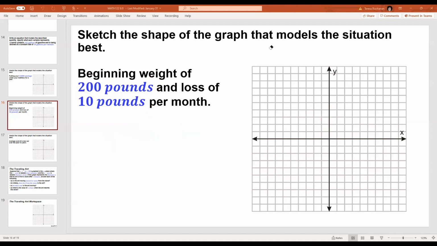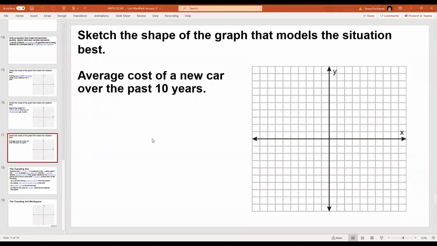Compare that to the next one. What is the shape of the graph that best models the average cost of a new car over the past 10 years? So this is not giving us specific data. It's just giving us a little scenario. But we know from life experience a little bit about this. We expect that the cost of a new car is increasing every year, right? It might start at, I don't know, how much does a new car cost? I've never bought a new car. I have no idea. Not even a clue.